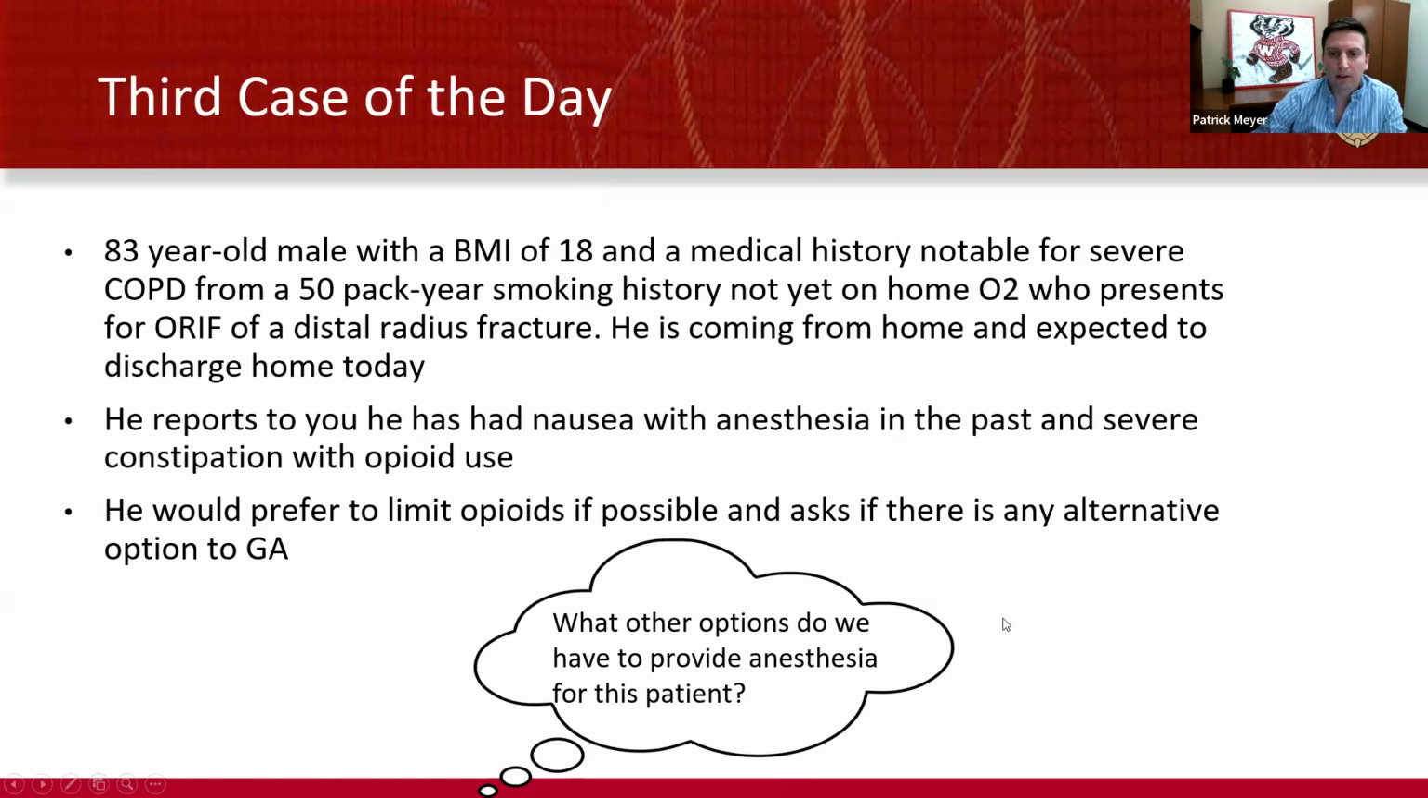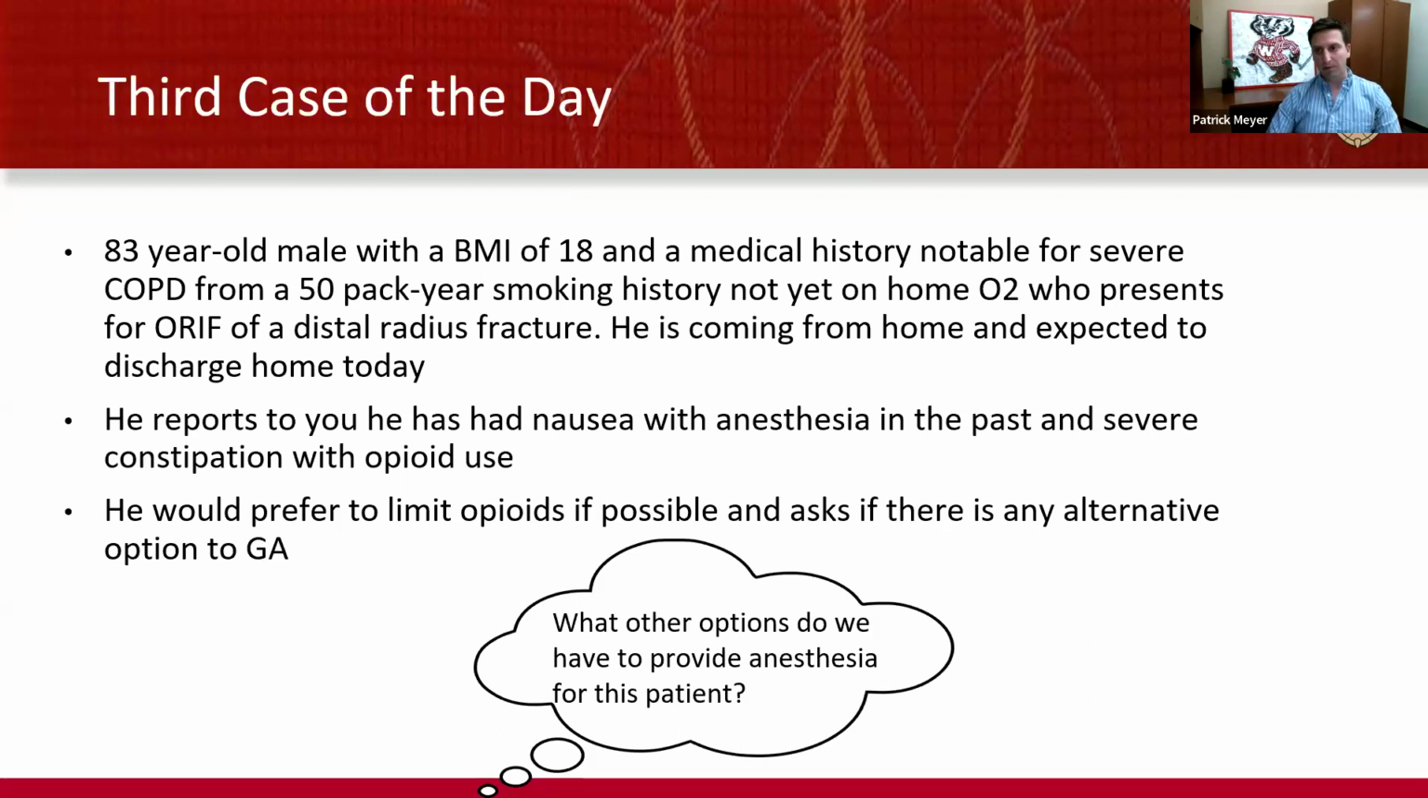All right, so our third case says we have an 83-year-old man, BMI of 18. He's a classic lifetime smoker. So he's small, he has severe COPD, he's smoked forever. He's not yet on home oxygen, but he had a recent fall at home and broke his distal radius. They casted it up, but he's coming in for definitive fixation of it. He's also expected to go home. The hospital's full like it always is these days. There's no bed, so this patient needs to go home after surgery. They're not expected to be able to stay over.